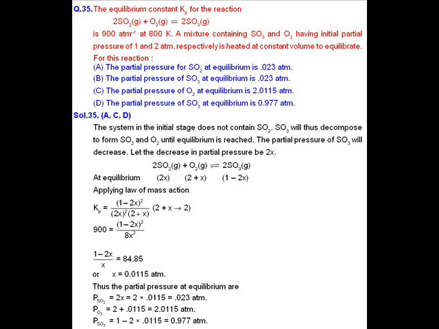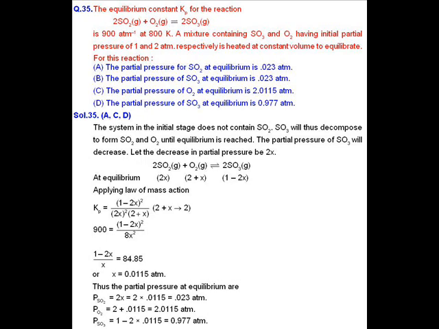Hello everyone, we are going to discuss question number 35 from MTP 3rd. Here there is a reaction provided between 2SO2 and O2 that is in equilibrium with 2SO3. The equilibrium constant for the reaction is also given, and we are told that the initial partial pressures of SO3 and O2 are 1 atm and 2 atm respectively, and we have to calculate the equilibrium pressures of all the species.